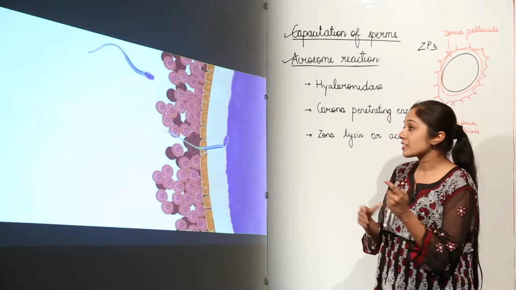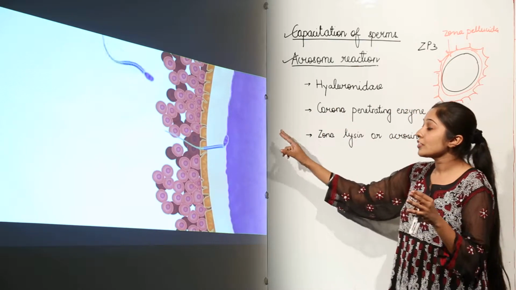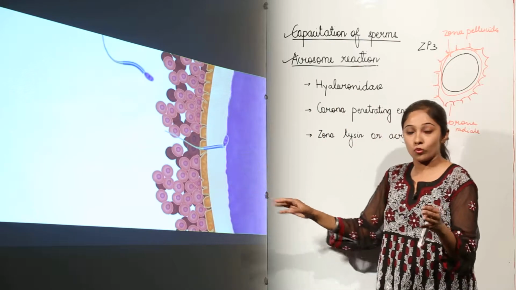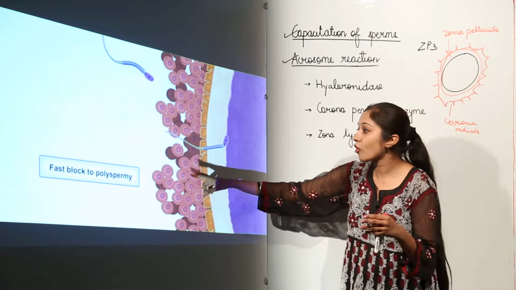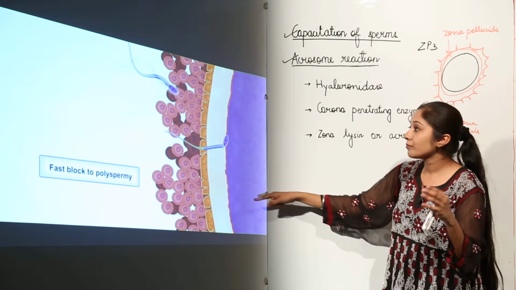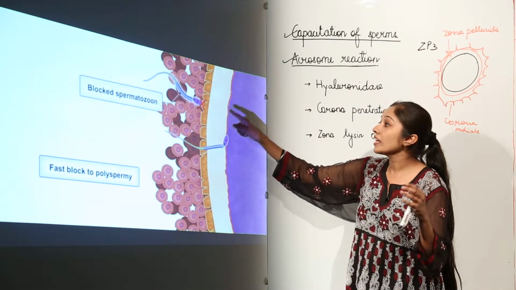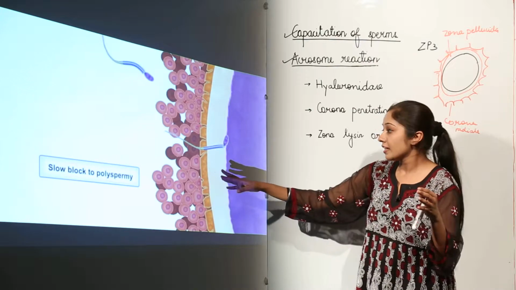But what happens actually when one sperm has already fused? This is not going to allow the other sperms to enter. Only one sperm can fuse with the ova, and how is this initiated? By the fast block to polyspermy. What happens? There is depolarization of the membrane, due to which the membrane is now impermeable to sperm, and then we have a slow block to polyspermy.